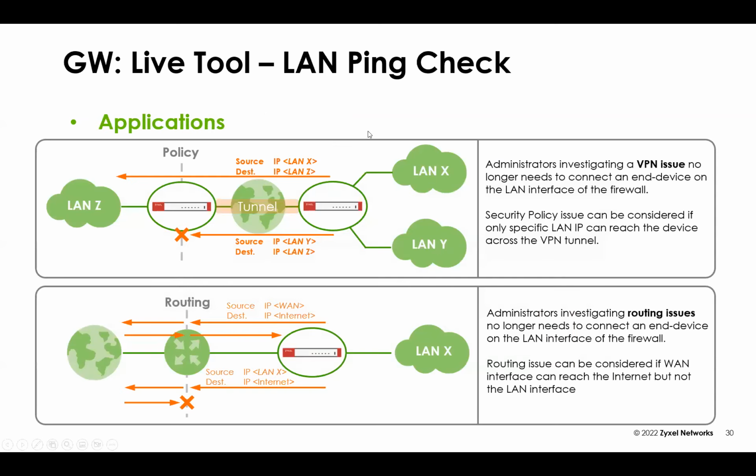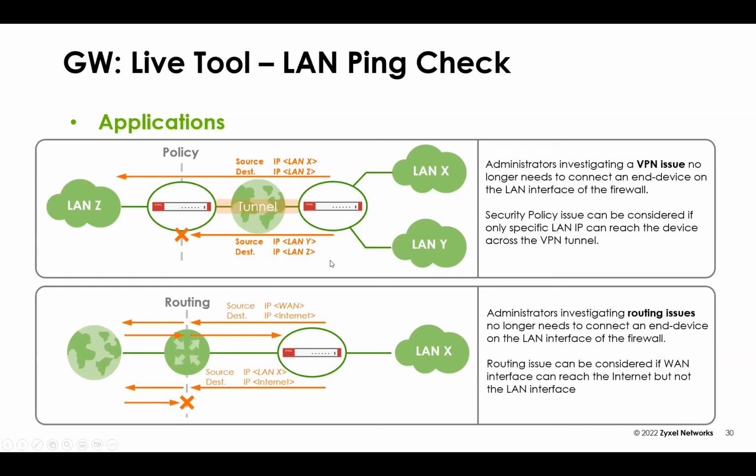So for applications, what we can do here, see, we have our administrator investigating a VPN issue. Okay? So they no longer have to be connected to an end device on the LAN to test this out, because now we can do the ping connectivity check and see exactly if the routing is working properly. So if we're having routing issues, we can sit here and ping from a specific source port or source subnet, and then ping out to a destination.